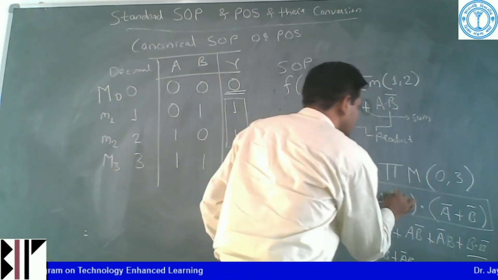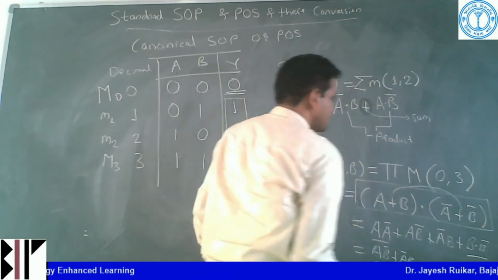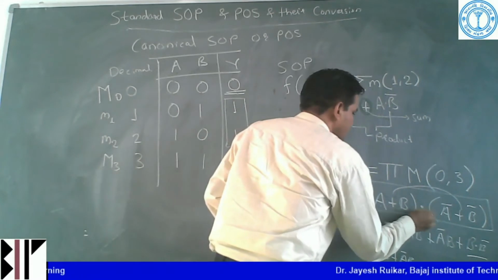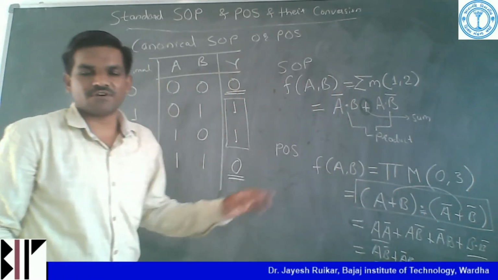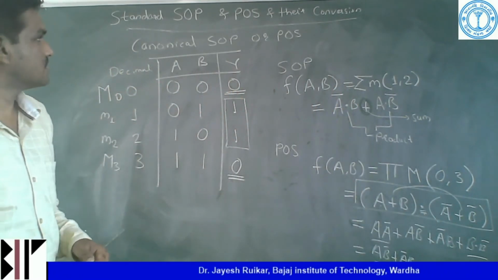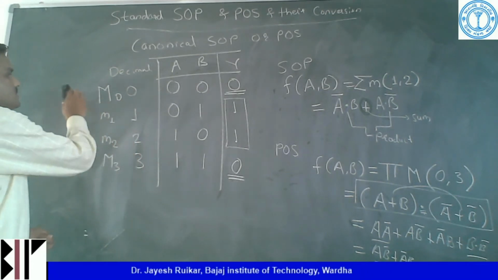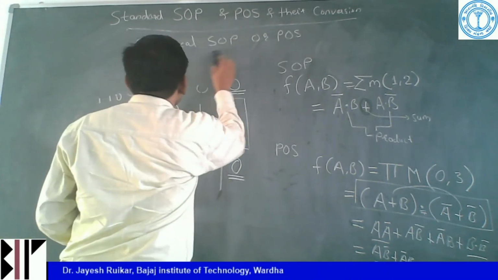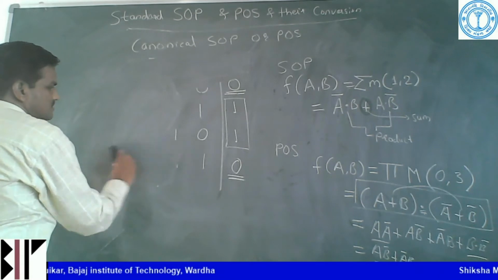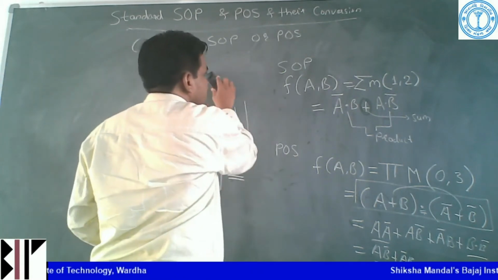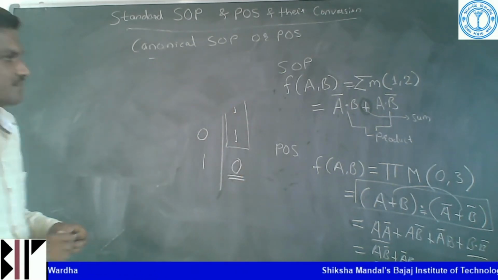Fine. Now when you look at this equation, this is nothing but your product of sum. These two terms are sums and their product is taken. So this is product of sum form. That's clear. Now note down this. Now we will see the conversion of this. I forgot to explain you about this.